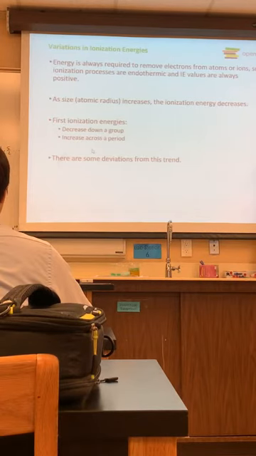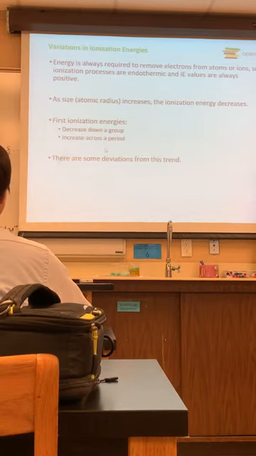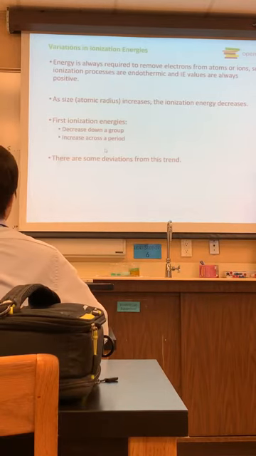So the closer the electron is to the nucleus, the easier to remove it? No, the closer the electron is, the bigger the ionization energy. The more energy you have to pay to pull that electron away. Oh, I read that wrong. Sorry. Yeah, that's what I thought.